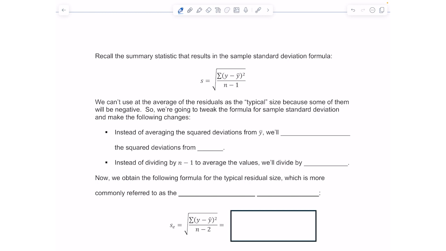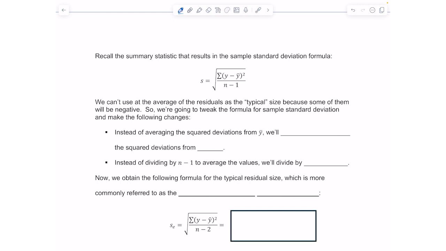So similarly, we can't use the average of the residuals as the typical size because some of them will be negative, right? As we saw, we can get negative residuals when you have a smaller actual value and subtract a larger predicted value. So we have to tweak the formula for the sample standard deviation and make the following changes.